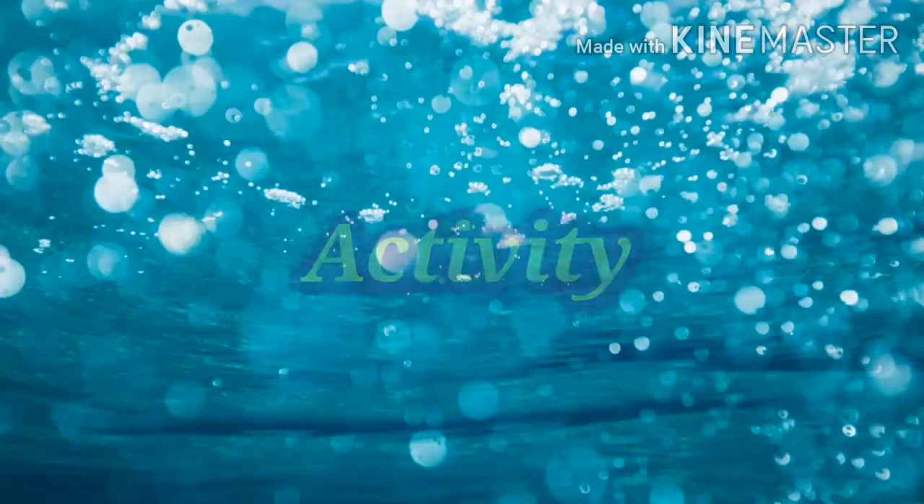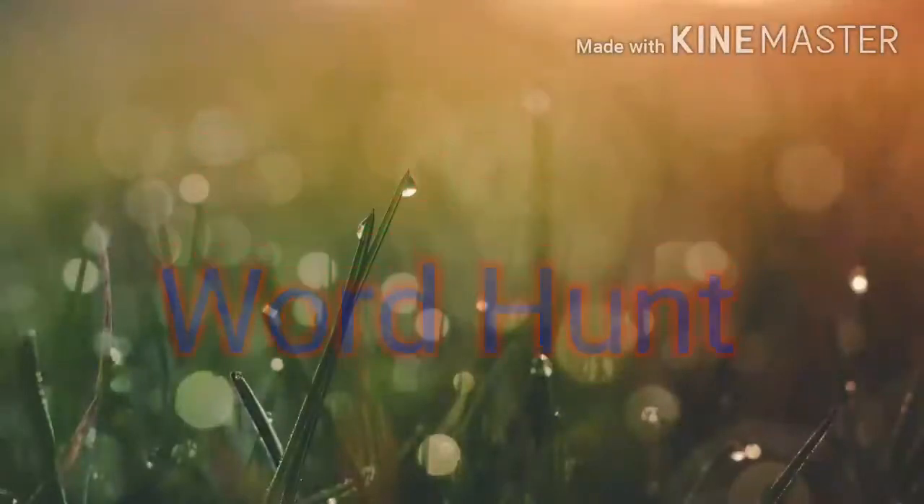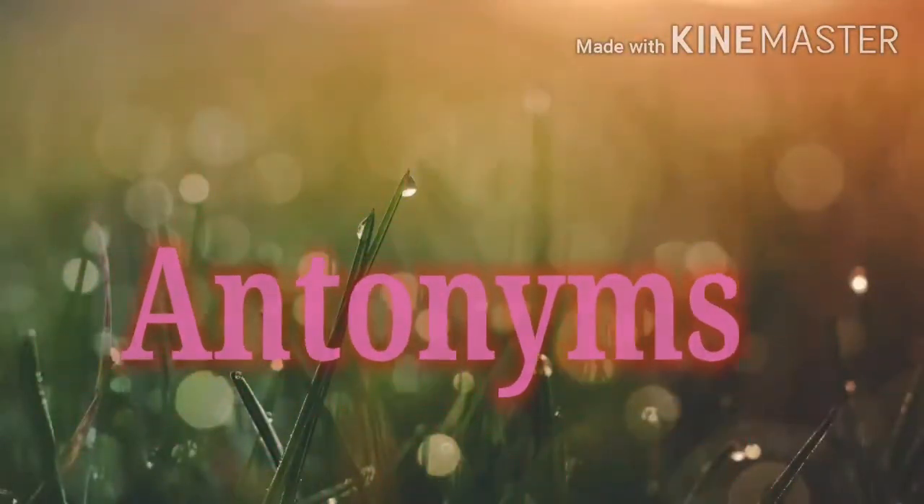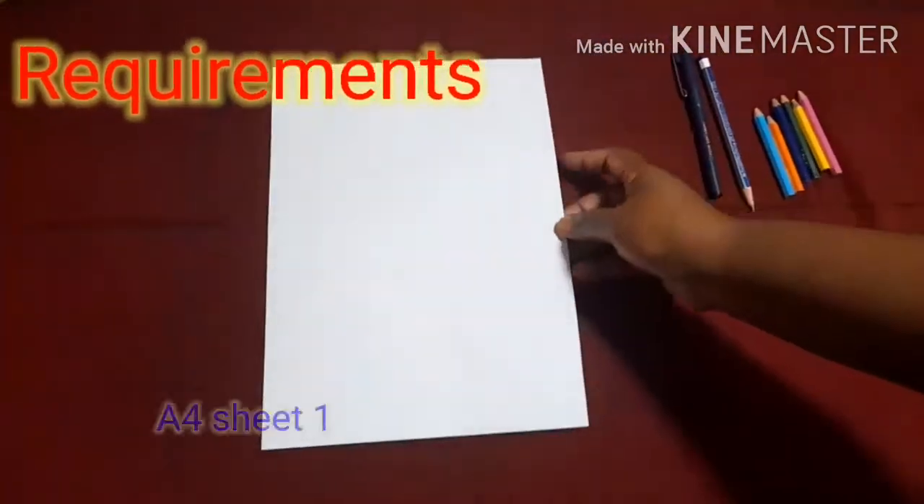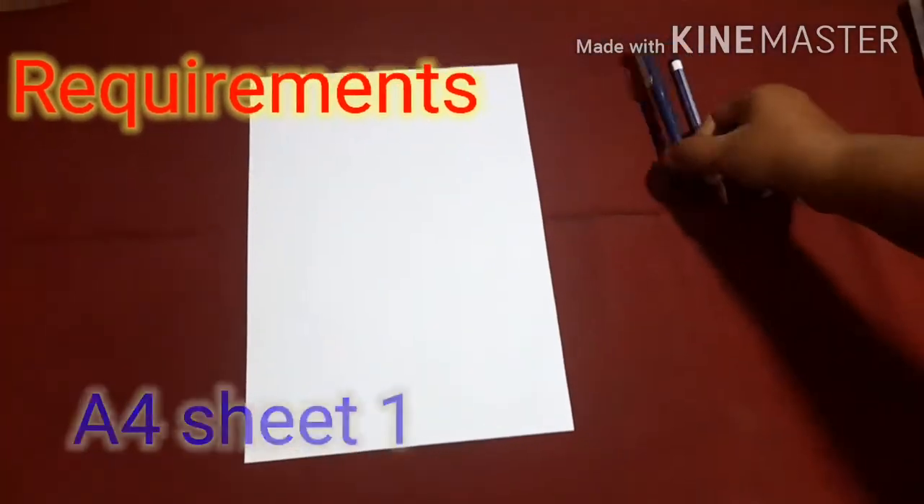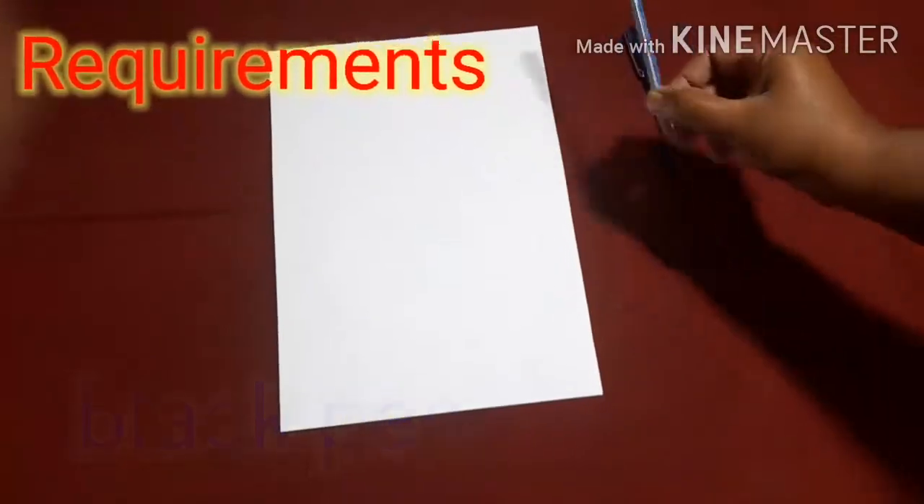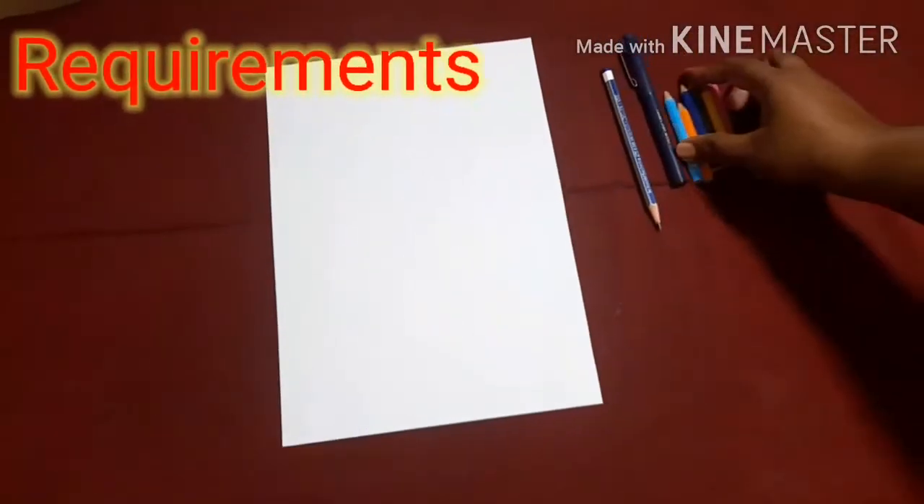Hi children, today we are going to do an activity, word hunt antonyms. Let us see how to do it. Today's activity requirements are one A4 sheet, a black pen, a pencil and a few color pencils.